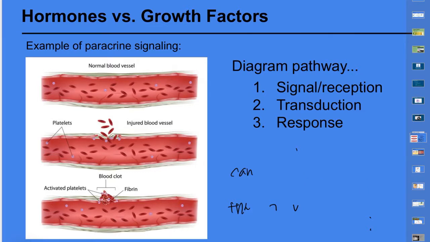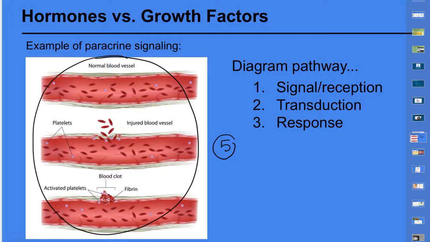Cells can only get so big, so then they have to divide. Okay, so that was number 4. Now let's go to number 5. Number 5, we're going to talk about an example of paracrine signaling. Paracrine signaling, that you just learned about a little bit earlier, is local signaling. So it's cells that are close by, so it's a localized response.